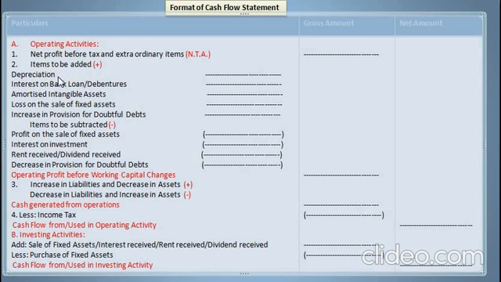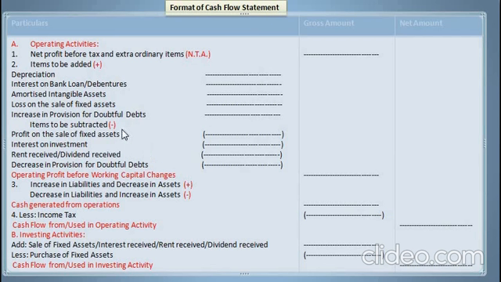And the items are depreciation, interest on bank loan or debentures, amortized intangible assets like goodwill, patents, copyrights, etc., loss on the sale of fixed assets, and increase in provision for doubtful debts. Certain items we subtract also here. And the items are profit on the sale of fixed assets, interest on investment, rent received or dividend received, decrease in provision for doubtful debts.